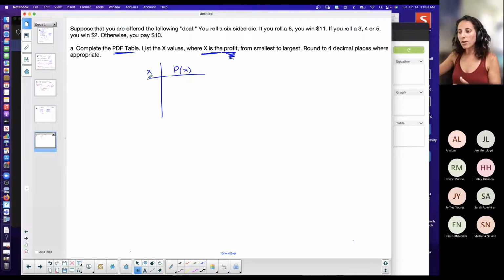So what are all the possible outcomes? Now, X has to represent profit. Or at least, now I'm not paying anything. It's not like this is a raffle where I have to pay for a ticket and then win something. I think there was an example, maybe what we did in past assignments. Oh no, there is one with that.